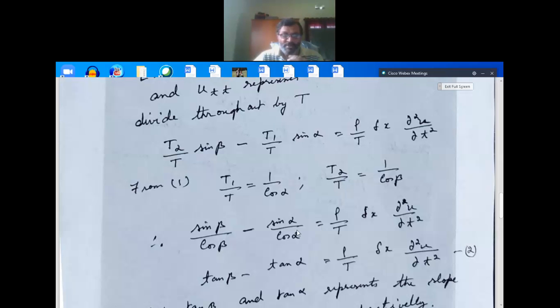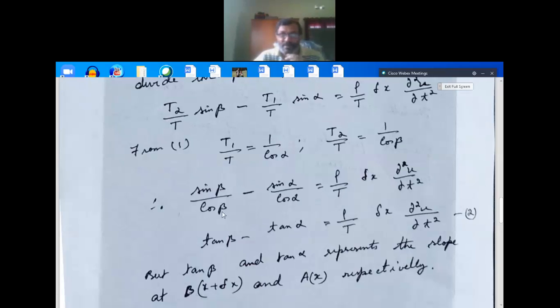Now what happens? This is tan beta and this is tan alpha. So tan beta minus tan alpha equals rho by T delta x into dou squared u by dou t squared. This you know.